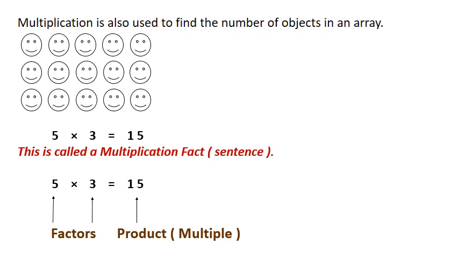But if the objects are given in the huge number, then multiplication can be very useful. Now, if you observe this multiplication fact, this 5 and 3 are called factors, and the answer 15 is called product. You can also call it a multiplication.